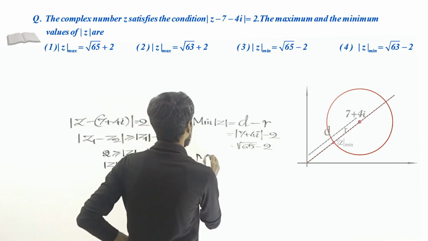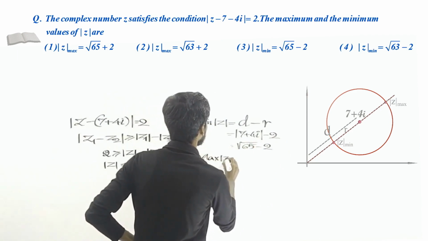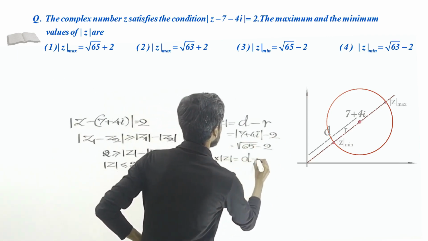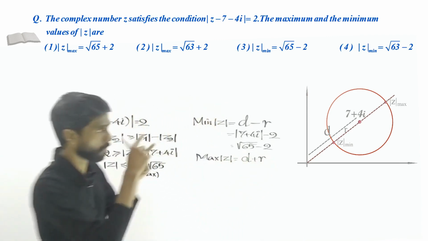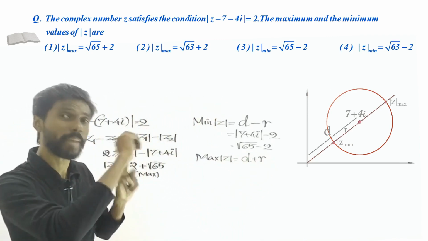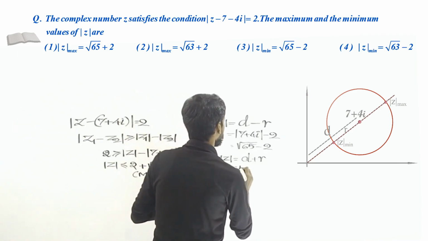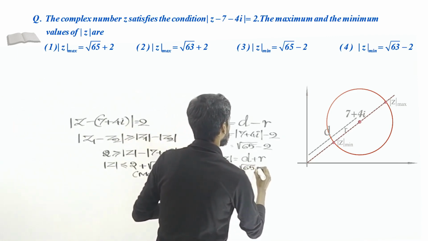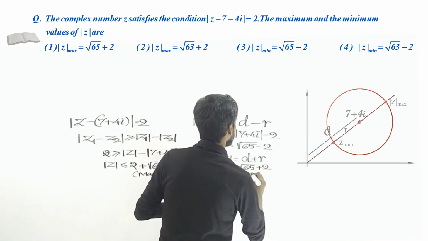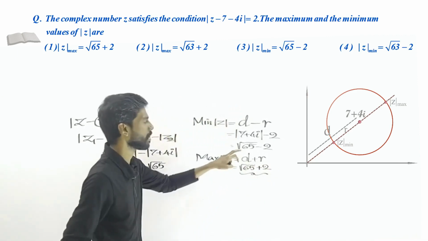Similarly, we can find the maximum value of modulus of z. So maximum mod z is d plus r here, right? D plus r, from origin to that center plus the radius. So that will give you the maximum value of modulus of z. So this we have already written, root 65 plus 2. So this is the maximum value and this is the minimum value.